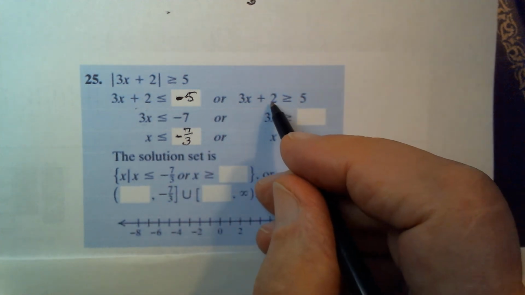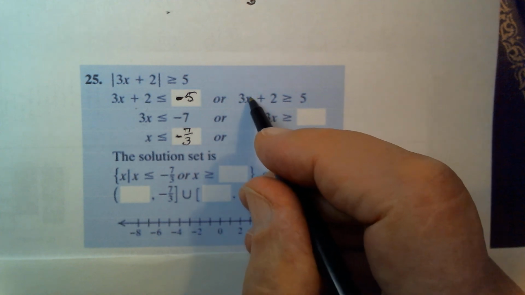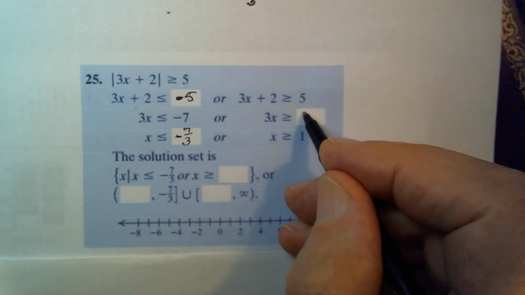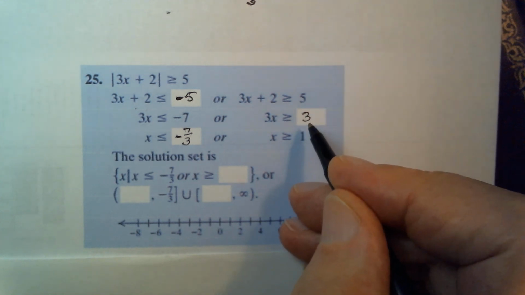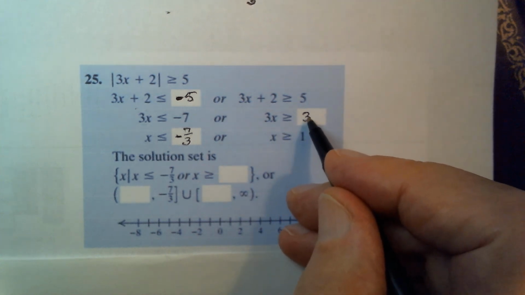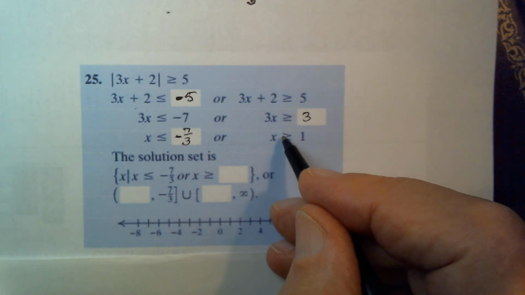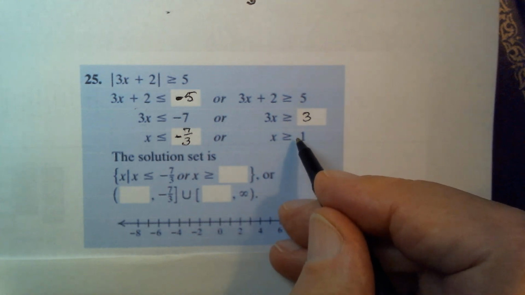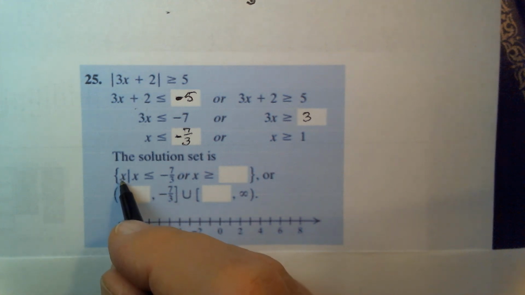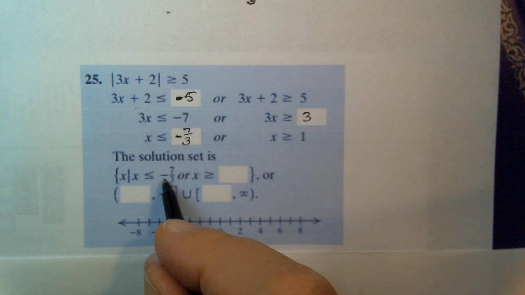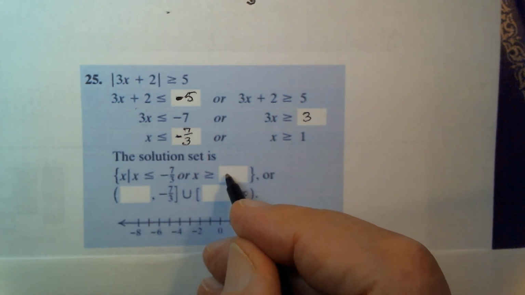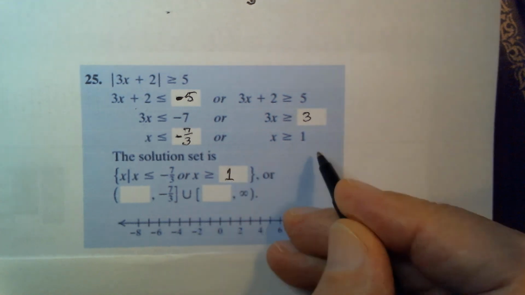On the right side, we subtract 2 to isolate the term 3x, and 5 minus 2 is 3. Then dividing both sides by 3, 3x divided by 3 leaves us x, and 3 divided by 3 is 1. So x is greater than or equal to 1. That's the other solution. So then the solution set is the set of all x such that x is less than or equal to minus 7/3, or x greater than or equal to 1. That's the solution here.